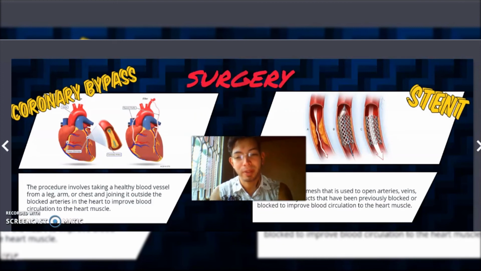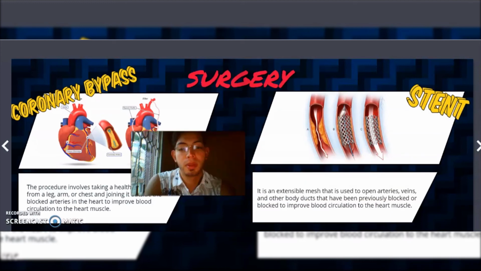Coronary bypass. The procedure involves taking a healthy blood vessel from one leg, arm, or chest and pointing it around the blocked arteries in the heart to improve blood circulation of the heart muscle. A kind of cardiac bridge is made between one and another of the coronary arteries, involved in the occlusion at that point.